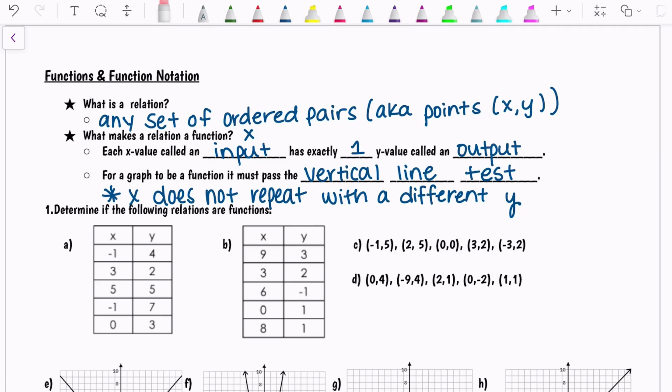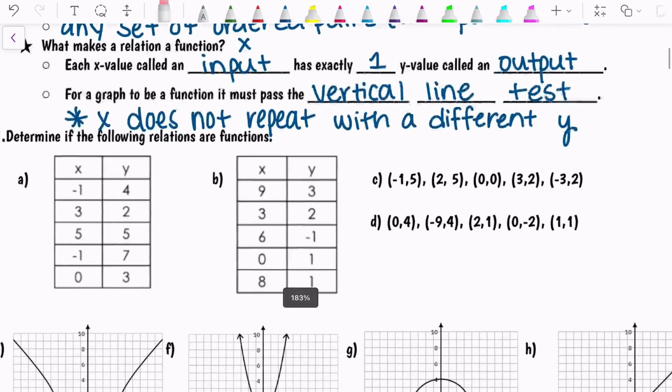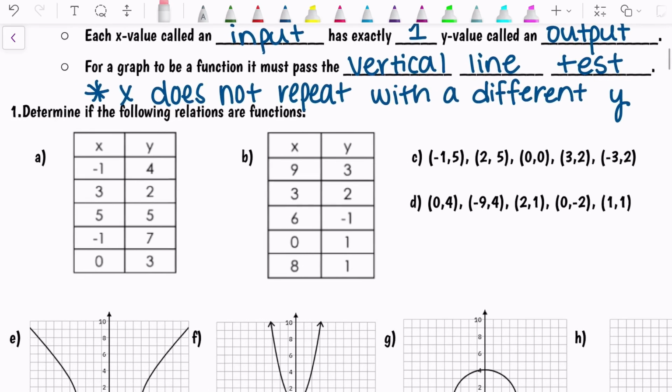So every x value, which we call input, has exactly one y value, which we call an output. If it's a graph, we can test this with the vertical line test, and we know that if x does not repeat with a different y, then it's a function. So in these examples, I have a table for A and B. And in table A, I see -1, 4, and -1, 7. So since x repeats with a different y, first it has a y value of 4 and then 7, this would not be a function.